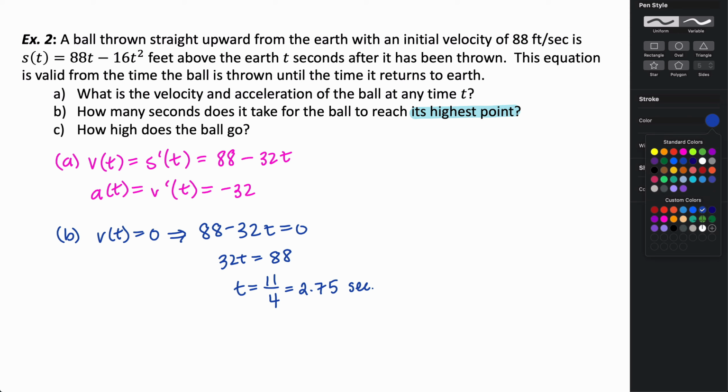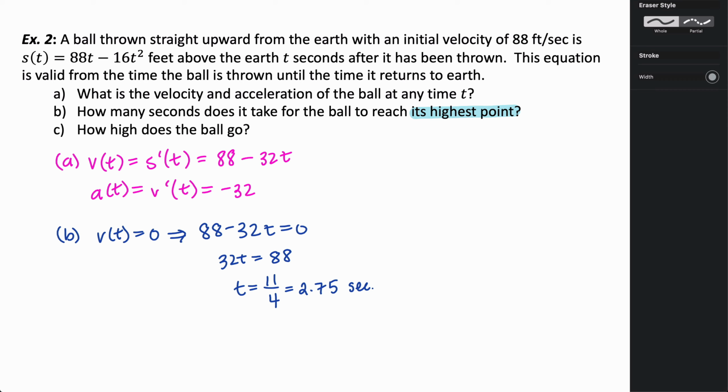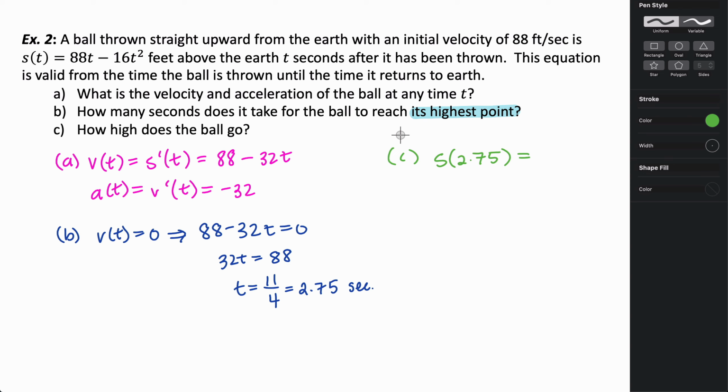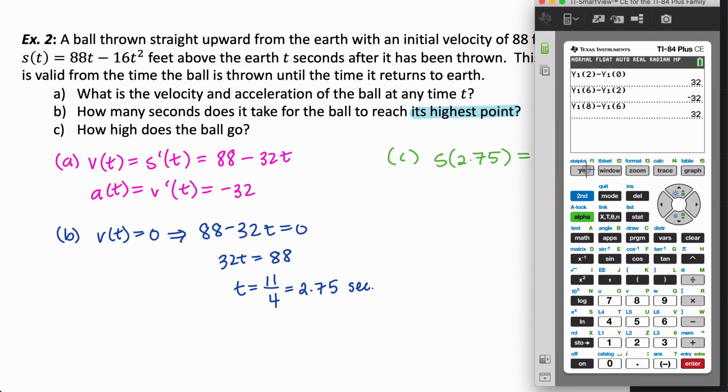Part C is asking for the maximum height. So we basically just have to evaluate the position this time, right? Because we want to know what is its position at this time. So we evaluate S at 2.75. And this is going to be a calculator part again. So I'm going to go back into my calculator, go into y equals. I'm going to clear out this here, and let's throw in my new equation. So 88x minus 16x squared. Enter. And then let's again evaluate my function, y1, at 2.75.